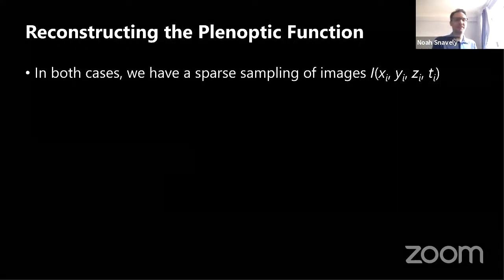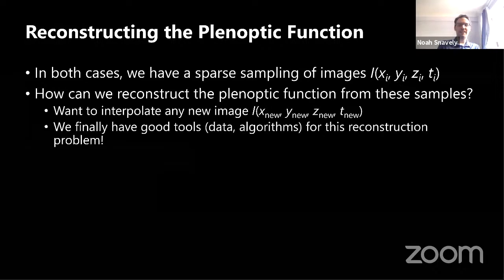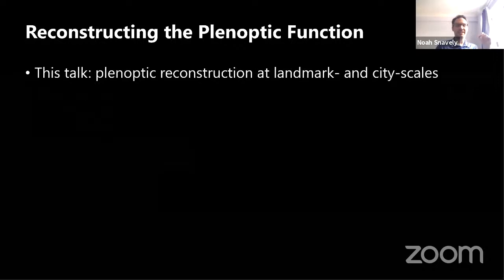So in both these cases, both the Street View collection paradigm and internet photos, we have a sparse sampling of images of this Plenoptic function, in X, Y, Z, T. And so what we want to do is reconstruct the full Plenoptic function from these samples, okay? Another way to put that is you want to interpolate or extrapolate any new image at any new place and time. And the exciting thing is, especially over the past even 2 years, we've started to have very good tools, both data and algorithms, for this reconstruction problem. And I'll talk about that today.